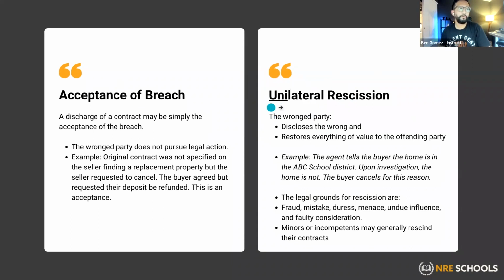Unilateral. Uni, there's the prefix, that's the one-sided. The wronged party discloses the wrong and restores everything of value to the offending party. The best example for this is the agent tells the buyer the home is in the ABC school district. So maybe the agent says, hey, yeah, it's in the school district. Upon investigation, the home is not. The buyer cancels for this reason. Nothing was wrong. They just moved on. It's like the one-sided. They just cancel the contract. They let them know, we apologize, we're sorry about that. And one side just cancels the contract.